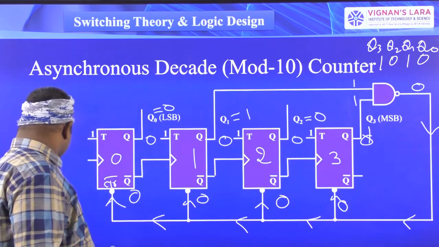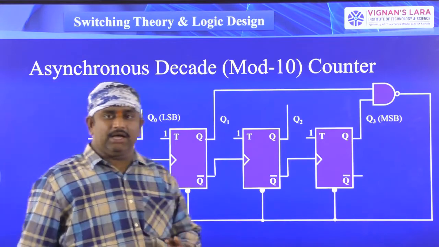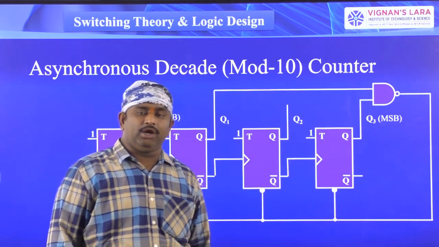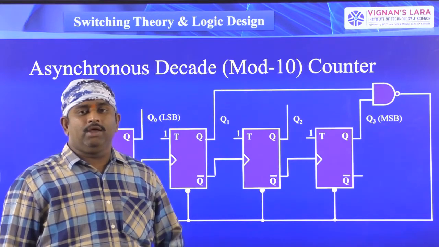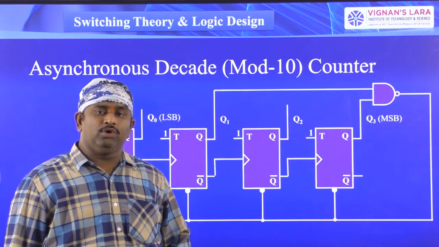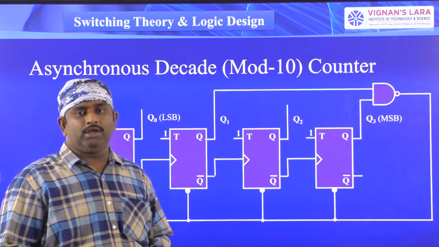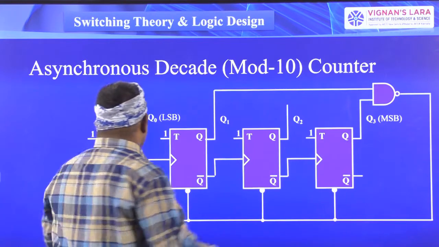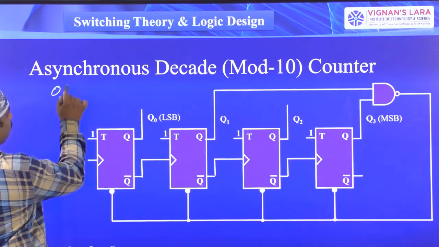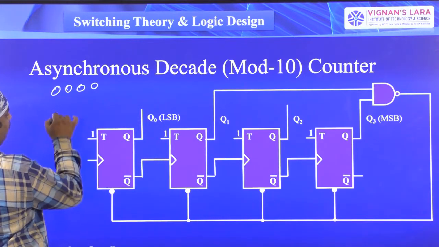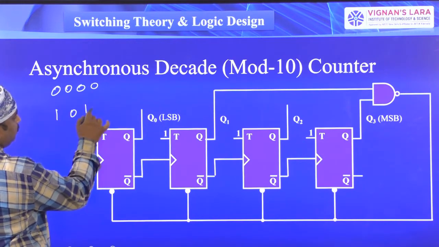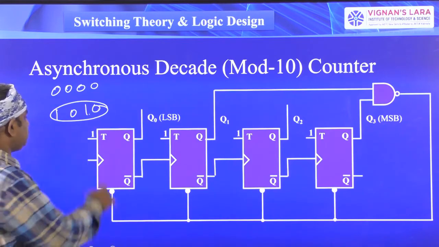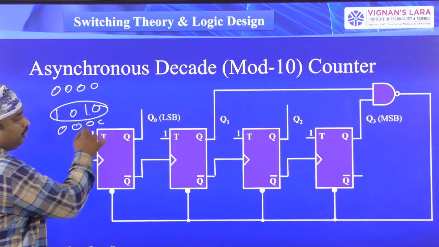Okay, so this is the explanation for the decade counter. Once again, see the decade counter operation. Here, at which count do you want to stop this counter, and after that, which count do you want to start? You have to start the count from 0000, and whenever it reaches 1010, you have to stop this count. In its place, you have to again start from all zeros.